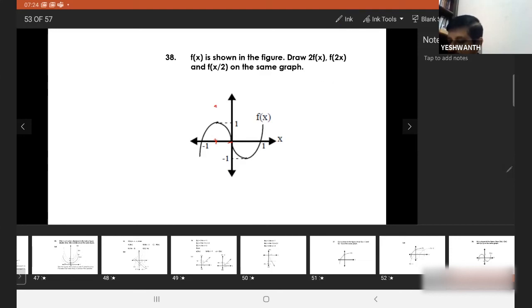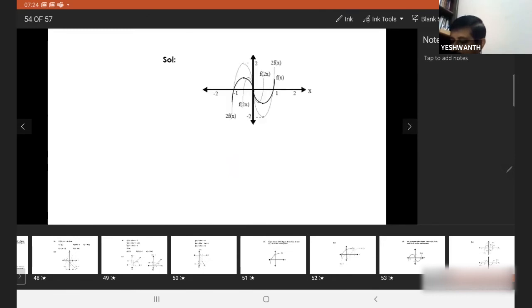Second one. f of 2x means x should be divided by 2. So this becomes 1 by 4, so 1 by 4 here somewhere, and minus 1 by 4. So the function becomes 1 like that. So this is how the process goes on. If you look at the graphs, they'll be like this. Please note these graphs quick.